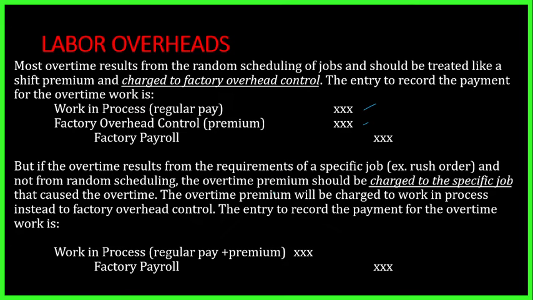Now, if the overtime pay, okay, is a requirement of a specific job, no? Kunyari, pina-rush yan. Kasi meron tayong quota, no? You have to follow certain quotas. Ayan, so it's not just coming from inefficiencies, okay, resulting to random scheduling. Okay, therefore, it should be charged to a specific job. Then, the journal entry now will be debit to work in process and credit to factory payroll. Okay, so, ganun po siya, okay?